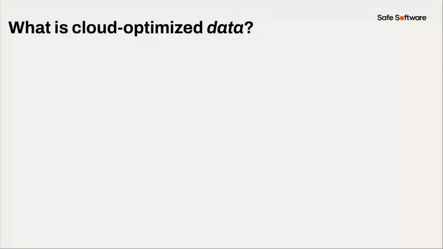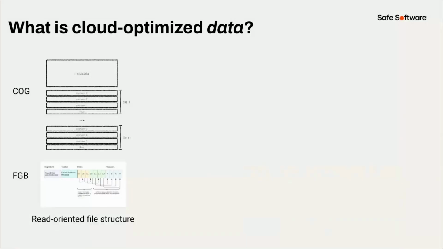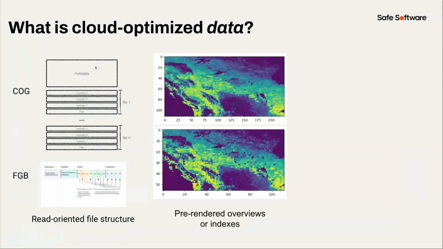So Chris gave a really great intro and showed some of this, so I'll be quick with it, but the concept of what is cloud optimized data. There are 3 components that we can visualize. Chris gave the example of the COG, the Cloud-Optimized GeoTIFF, and its read-oriented file structure. And so the computer or API knows exactly where to go to find the data that you're looking for because it has this metadata and then organized files.